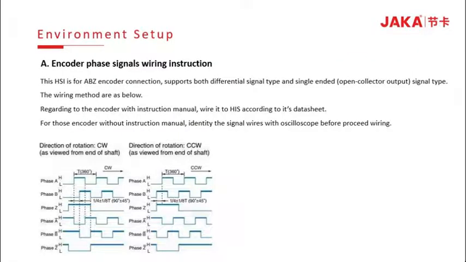This HSI for the ABZ encoder connection supports both differential signal type and single-ended signal type. The wiring methods are as below. Regarding the encoder with the instruction manual, wire it to the HSI according to its datasheet. For those encoders without instruction manual, identify the signal wires with an oscilloscope before proceeding with wiring.